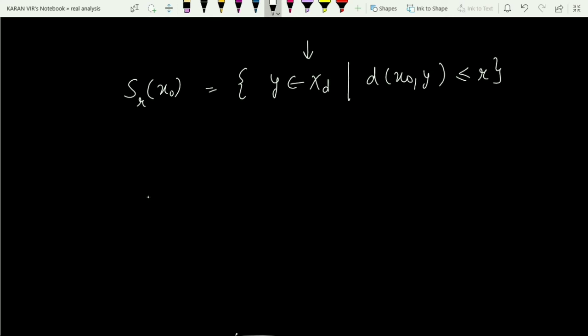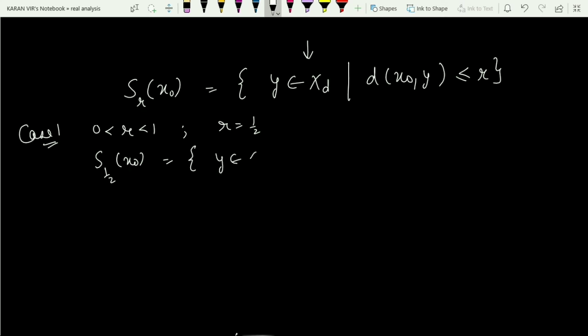Now we take three cases. Case 1: if my r is lying between 0 and 1, let me say r is equal to half. Fine with this? So it is basically the collection of all the points with center x naught and radius half. So what will be S half of x naught? That is the collection of all the y's coming from X such that the distance between x naught and y is less than or equal to half. Now you can easily see that the distance between x naught and y is either 1 or 0.